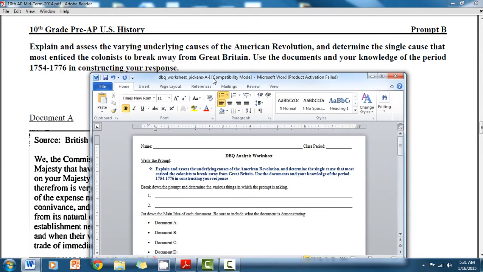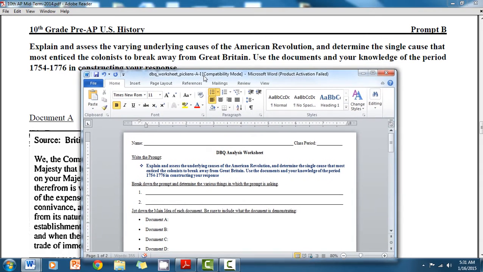And so it asks you to break down the prompt and determine the various things the prompt is asking. One of the things it's asking is what caused the American Revolution. This first part of the prompt, explain and assess the underlying causes of the American Revolution, well, that's the first component, and this is not singular. It's not just one event. So I'll make that more descriptive. Which various events caused the American Revolution, because it is plural here, causes.